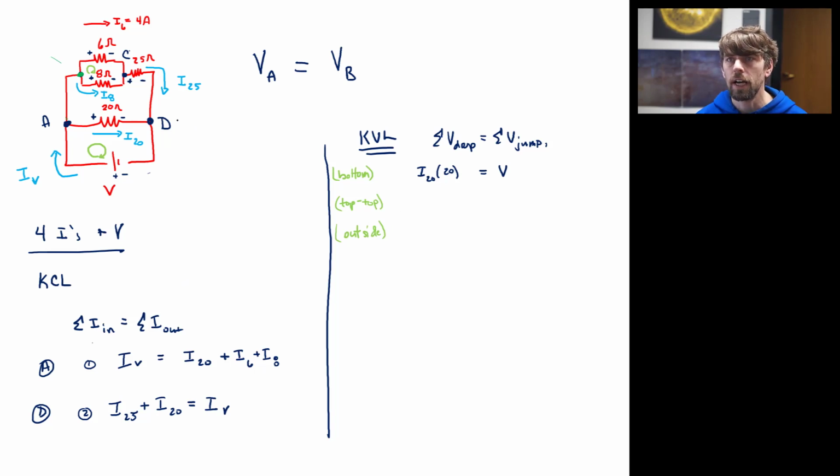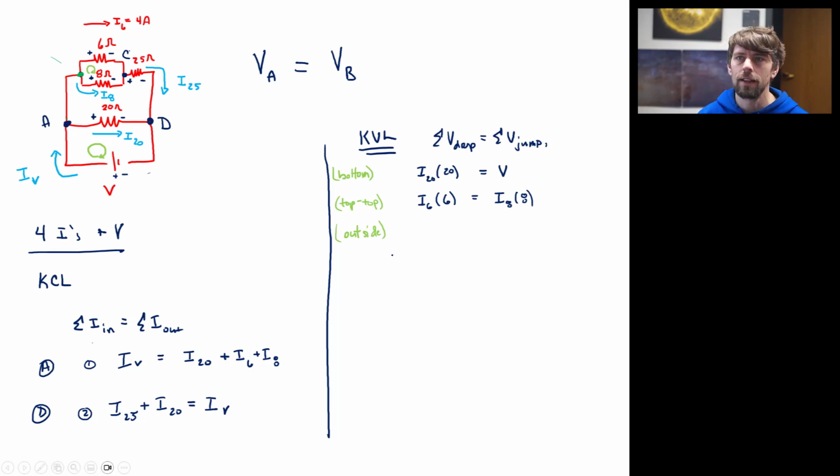Well, let's go ahead with the top loop. For consistency, I'll just go clockwise again. We see that I move from the high potential side to the low potential side of the 6 ohm resistor, and that represents a drop. So I have the current I6 times 6 ohms. And I keep going, and we notice that for the 8 ohm resistor, I move from low to high, and that represents a jump. So I have I8 times the 8 ohm resistor.